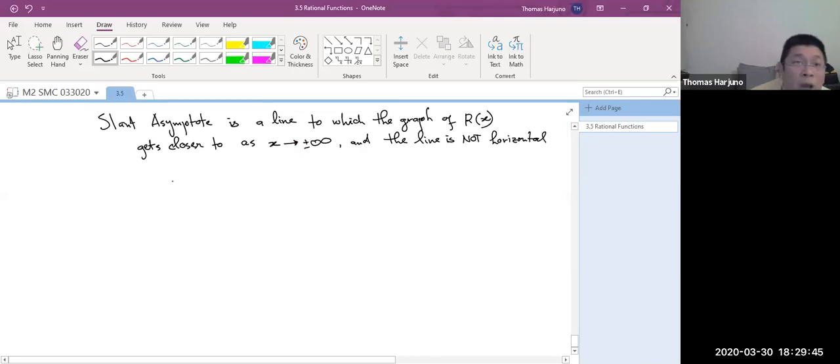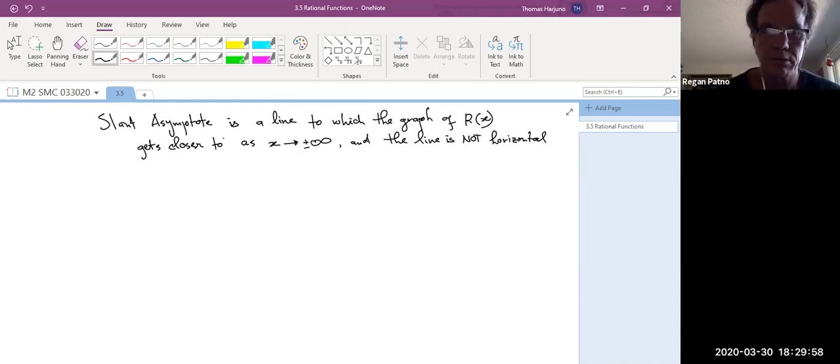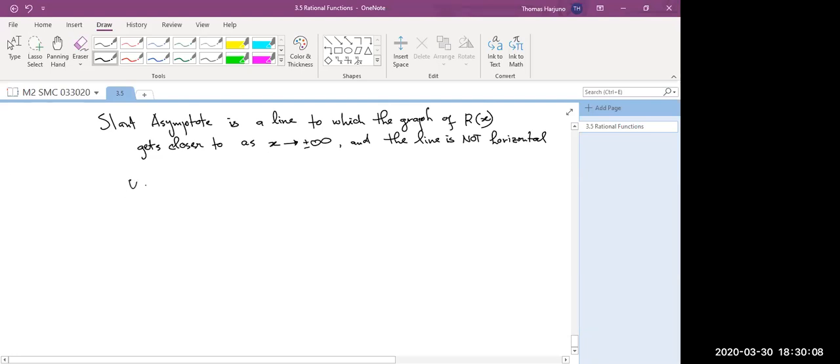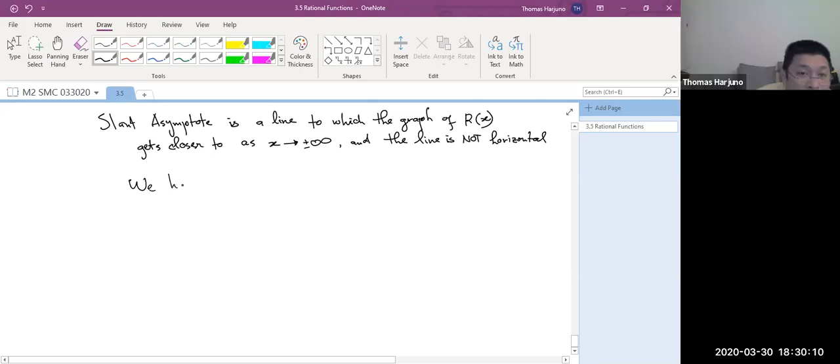Now, how to find a slant asymptote? By the way, are we on the notes view or still the graphing view? We're on the notes. You're good. Okay, thank you.